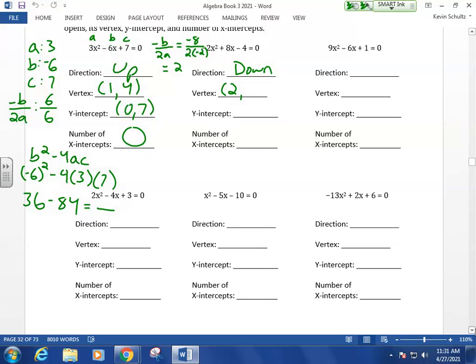And if you need practice calculating that vertex, you can go back to CO58. That's where I first talked about it. So we're plugging 2 into our equation. So we have negative 2 times 2 squared plus 8 times 2 minus 4.